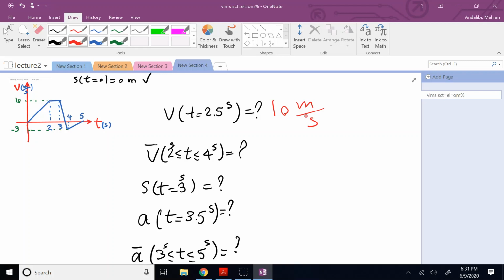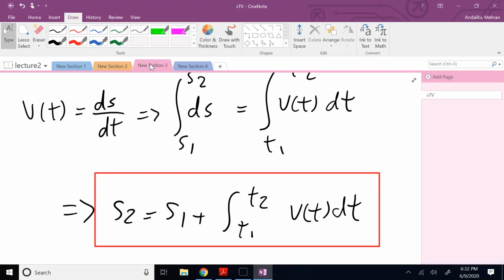Now, average velocity, on the other hand, is not as easy as you just read it off the chart. No. Because this is basically delta s over delta t, the displacement over time. Now the question is, I can see time is between 2 to 4, so it's 2 seconds, but what is displacement between 2 to 4? I cannot see it immediately from the graph, but if I go back to the previous slide, look at this. This is what I have.